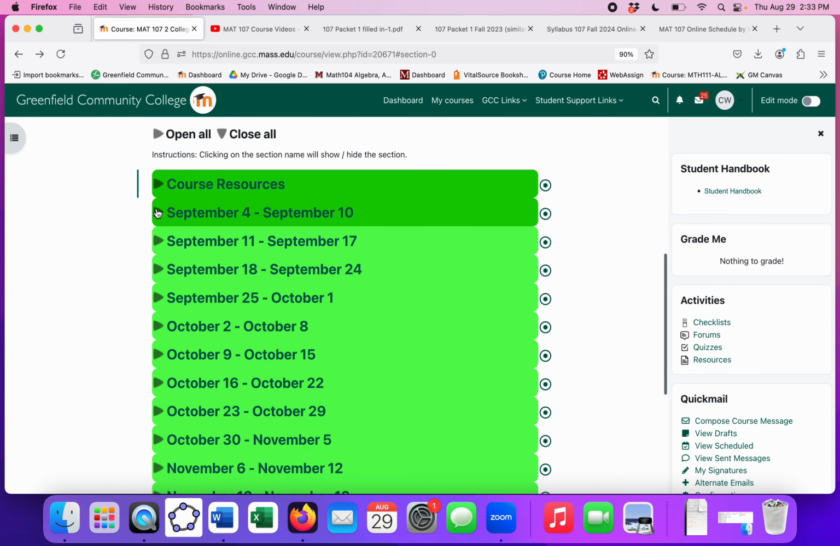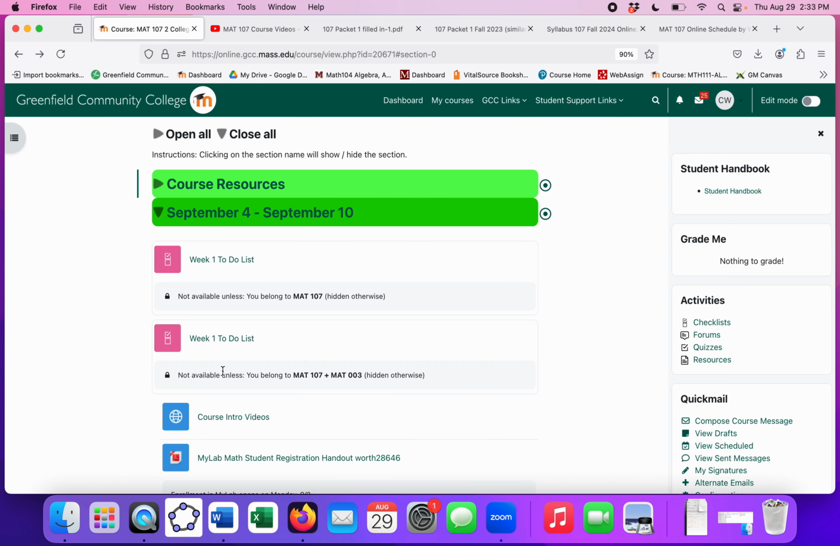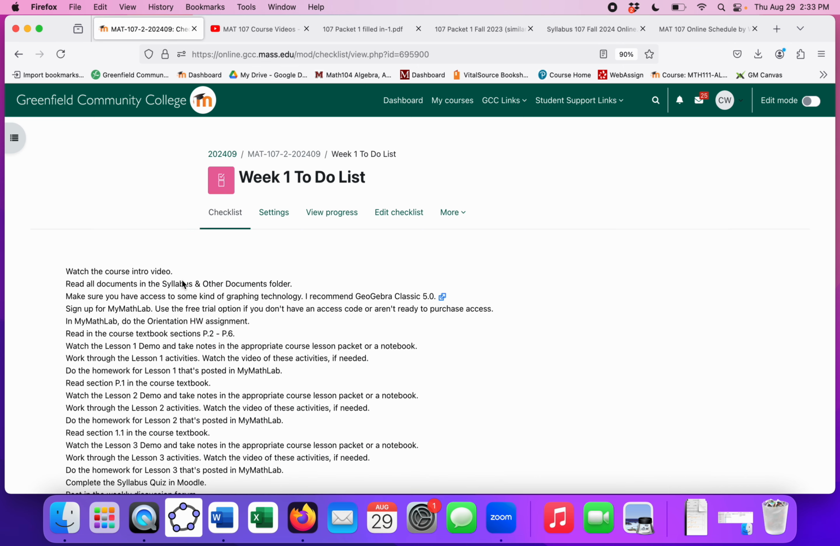And then after that, you see that each week of the course has a block. And in each week, there is a to-do list. So the to-do list you see will depend on whether you're enrolled in Math 107 or both Math 107 and Math 003, because you'll have slightly different to-do lists. So you click on your checklist, and you will have little boxes next to each task where you are supposed to check off as you do it. And that is part of your grade. That's your participation / classwork grade, is just checking off these tasks as you do them.